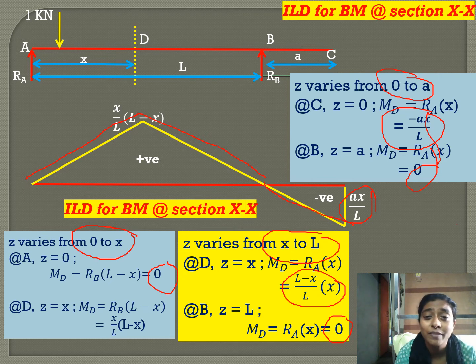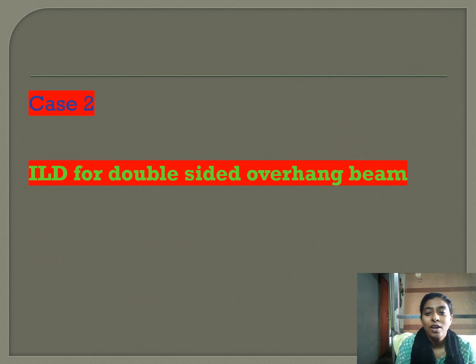Just what we will do is, we know this is the bending moment diagram for the simply supported beam. Since it is an overhang, just extend this line and remember the ordinate. It is A by L into X. Since this overhang is on the right of the section, it is A by L into X. So that's all for case 1.